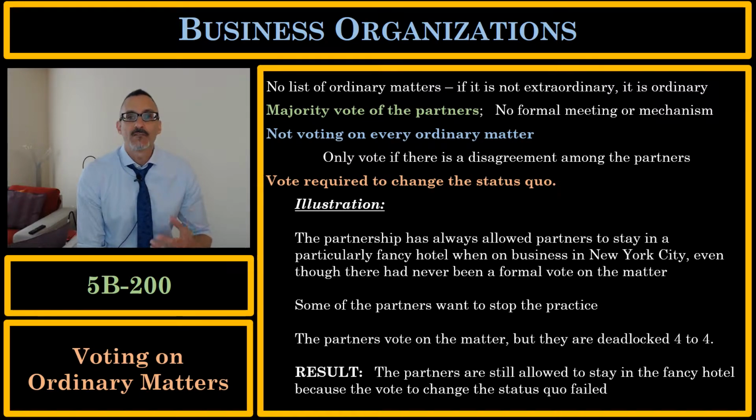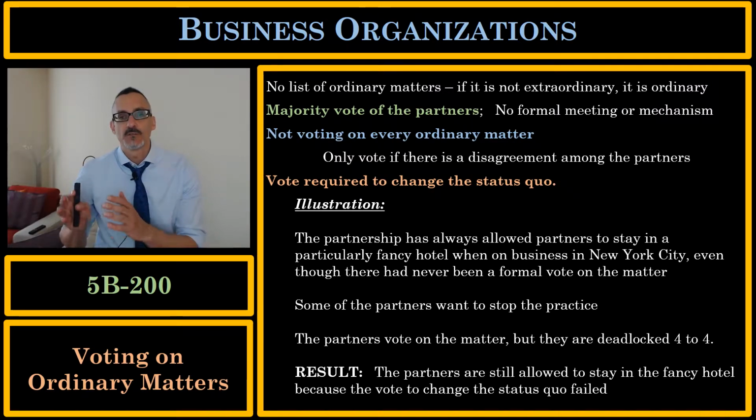So we have two courses of action. One, the current practice, which is being allowed to stay in this particularly expensive New York City hotel, and we have the alternative, which is to stop that practice. So we have the status quo, being allowed to stay in the hotel, and then we have the alternative, which is to stop the practice. We have a deadlock 4-4.